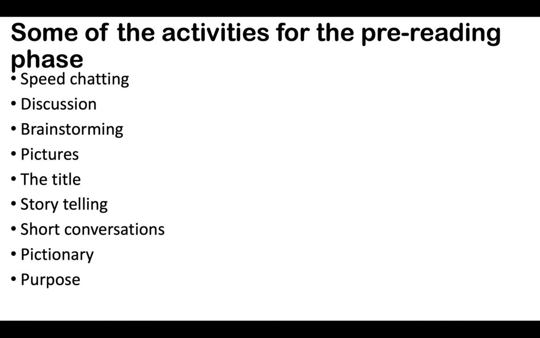And then the purpose: why are they reading what they are reading? You have to explain that to them. And then prediction, which we've spoken about earlier. They need to make predictions. What will the text be about? What is the expectation? And then speed chatting, which we have already spoken about.